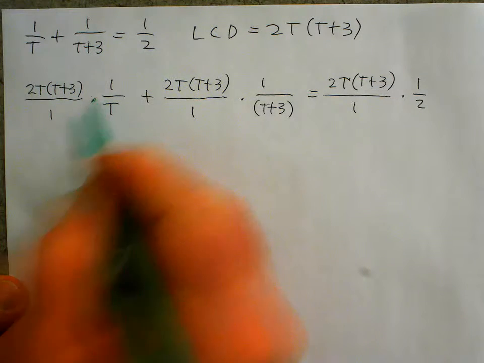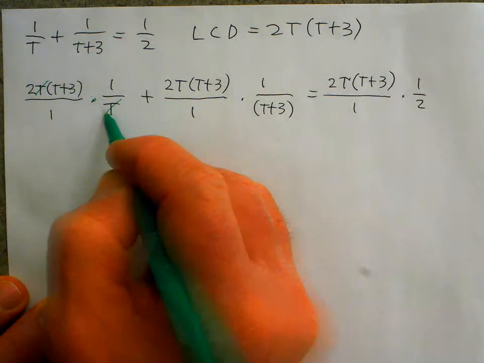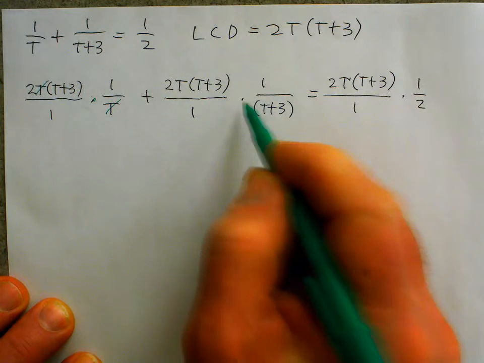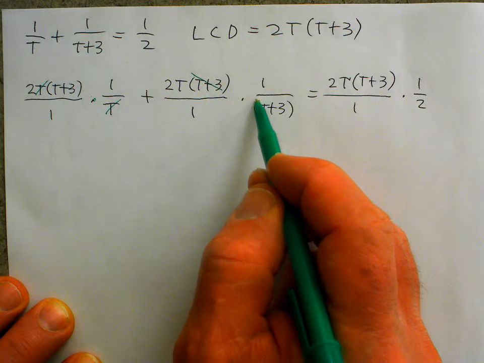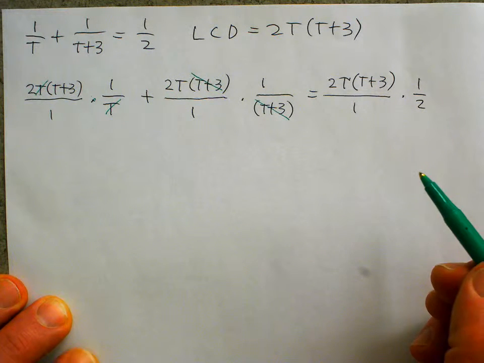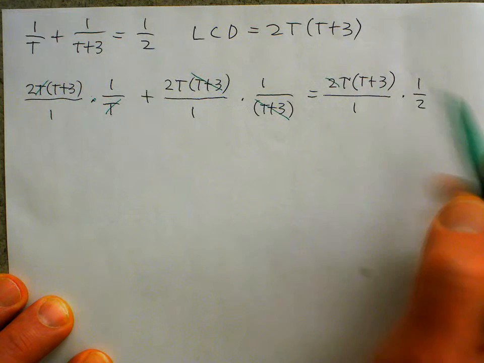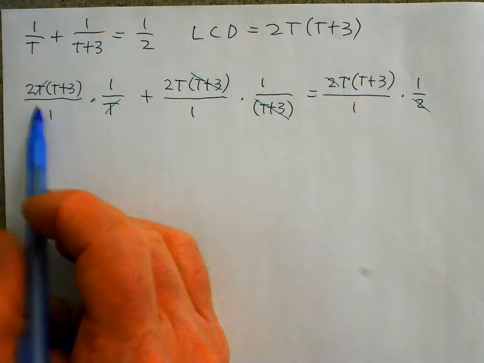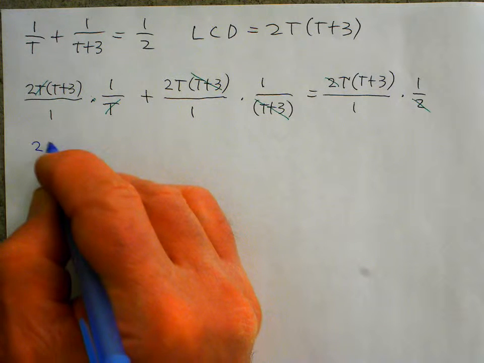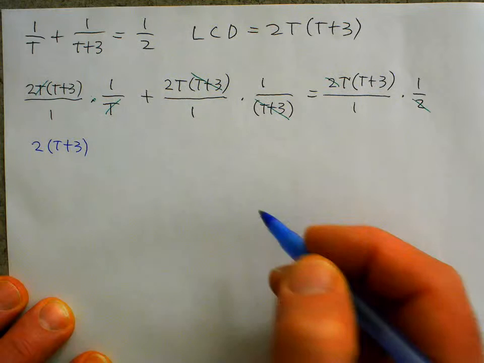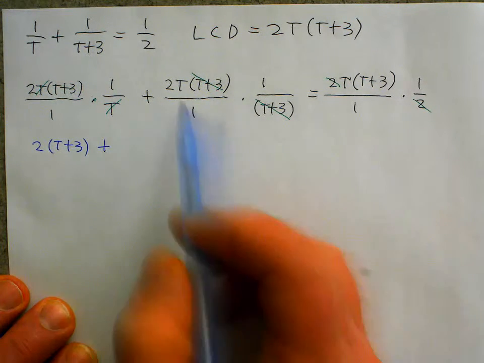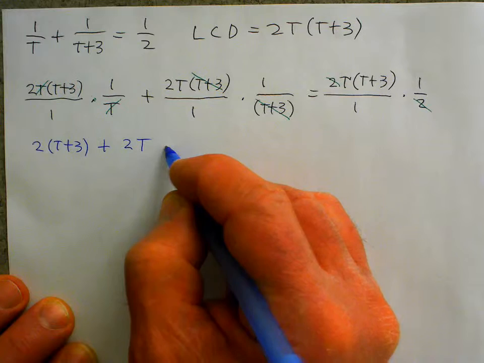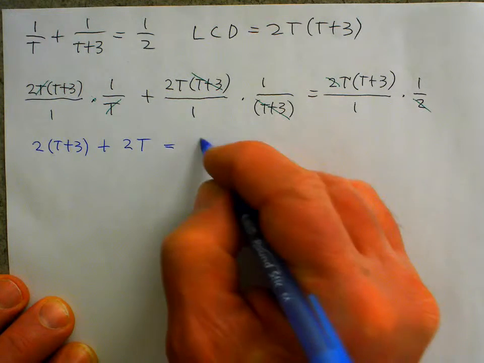In this first product, the factors t cancel. One factor of t from the numerator cancels with t in the denominator. In the next product, the binomial t plus 3 divided by t plus 3 is equal to 1. Those cancel. On the right-hand side, the factor 2 from the numerator divided by 2 in the denominator, those cancel. So we write down what's left. Here we have 2 times the binomial t plus 3. Here we just have plus 2t. On the right-hand side, we have t times t plus 3.